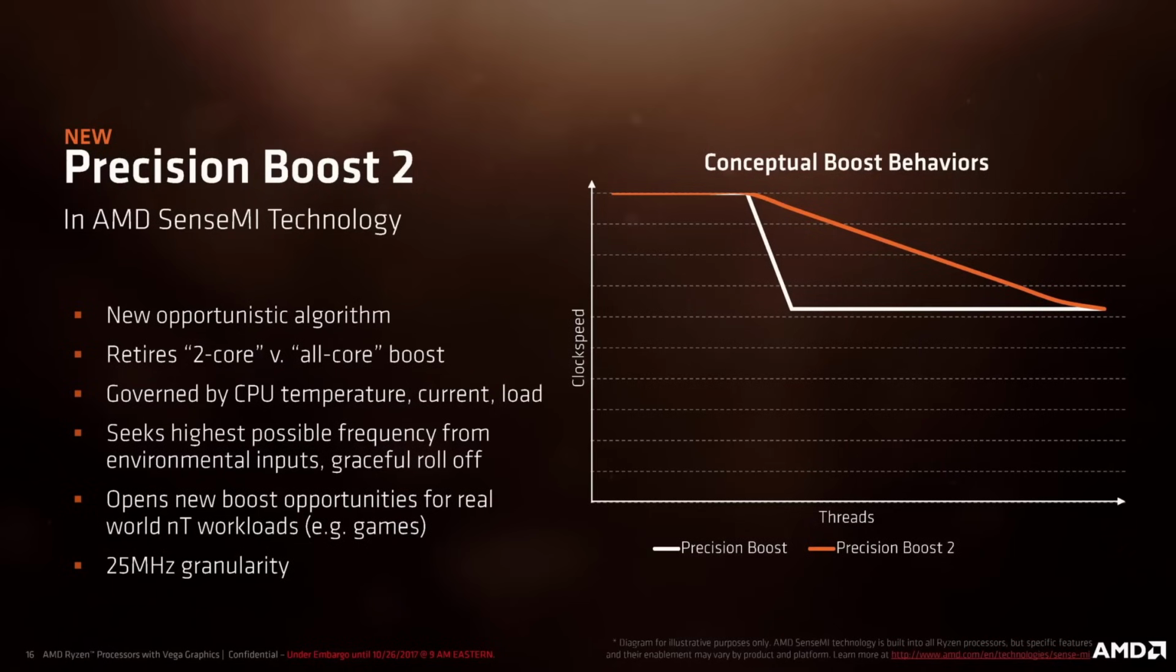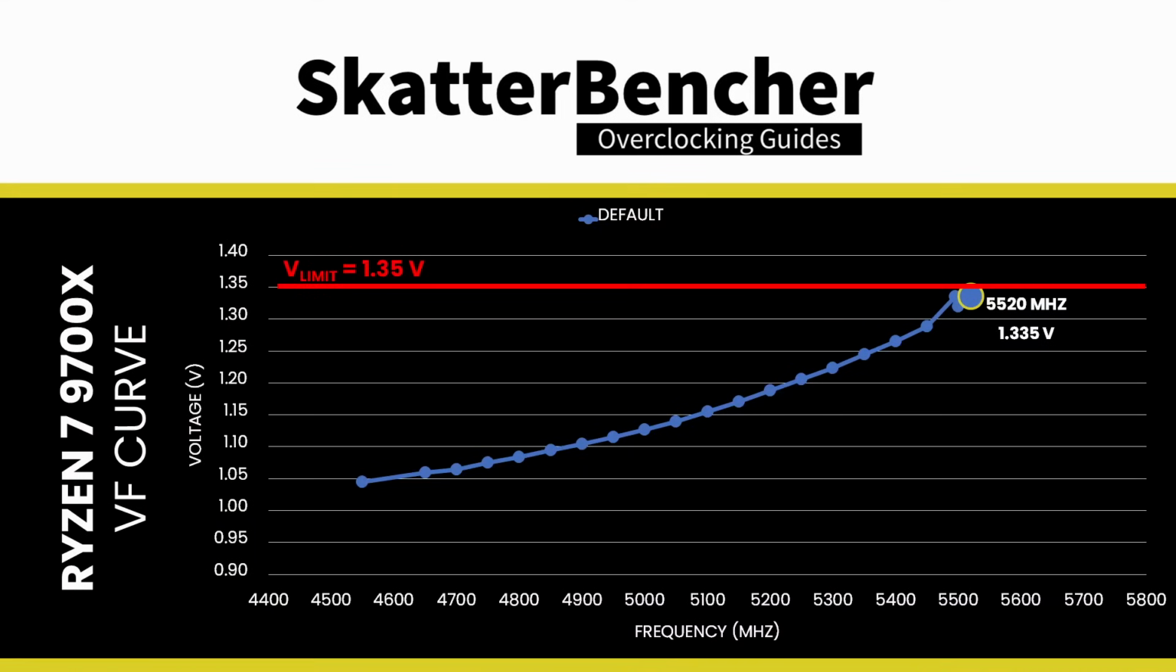The Precision Boost 2 algorithm utilizes the VF curve to find what's the maximum possible frequency at 1.35 volt. With the default curve, that's about 5520 MHz. However, the programmed maximum frequency for the Ryzen 7 9700X is actually 5550 MHz, so we missed out on about 25 MHz. And as I showed in the previous overclocking strategy, we can use the Fmax boost override tool to increase the Fmax by another 200 MHz. So we're really missing out on about 225 MHz.